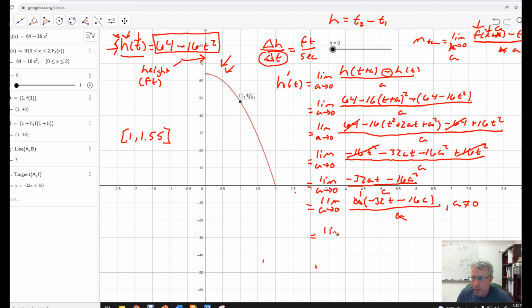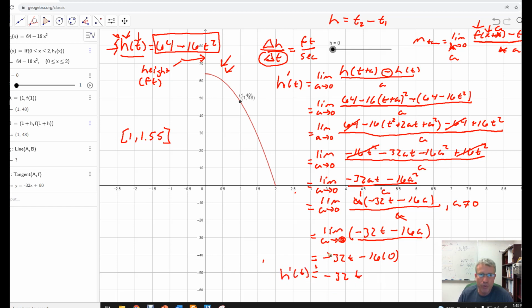Equals the limit as a goes to 0 of what's left, negative 32t minus 16 times a. And then I want to recognize right here, I just have a linear function. So it's defined from negative infinity to infinity, which means from a previous theorem, we can just plug the 0 in now. So equals, I'm going to drop the limit notation, negative 32t minus 16 times 0 equals negative 32t. So h prime of t is negative 32t.